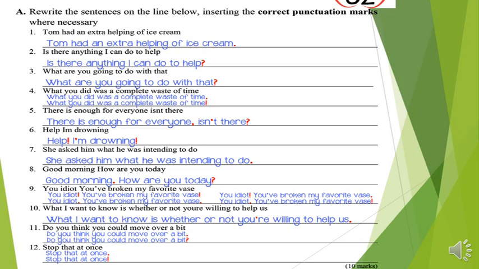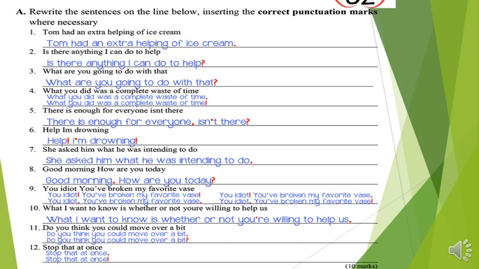It depends on the way you say it. If you say it as, what you did was a complete waste of time, you would put a full stop. But if you are really angry, expressing your feeling, what you did was a complete waste of time! So that would be an exclamation mark. Number five, there's enough for everyone.